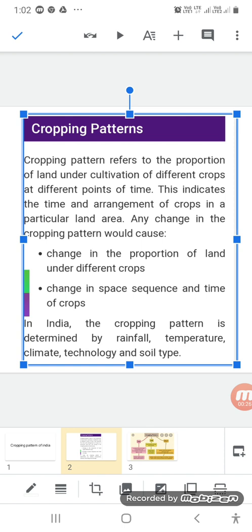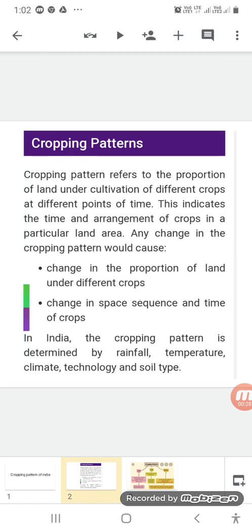Cropping pattern refers to the proportion of land under cultivation of different crops at different points of time. Let us understand this thing. That means, what is cropping pattern? It indicates the proportion, the part of land which is under cultivation of different crops at different points of time.